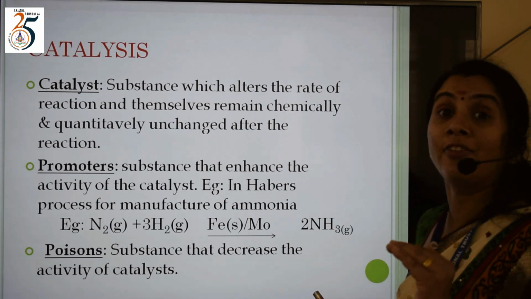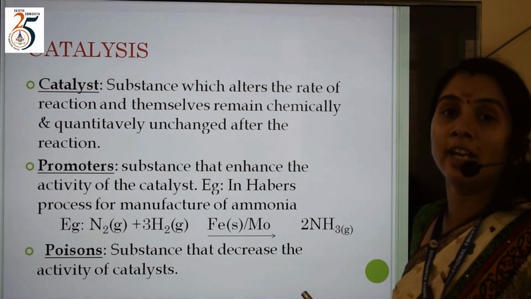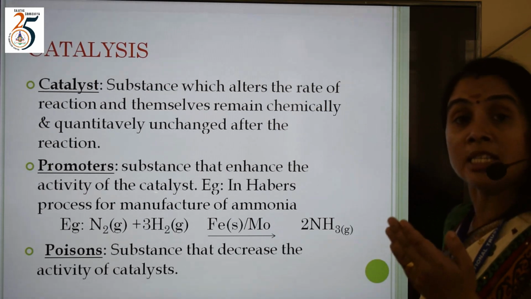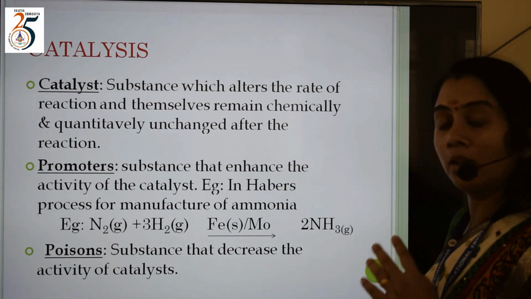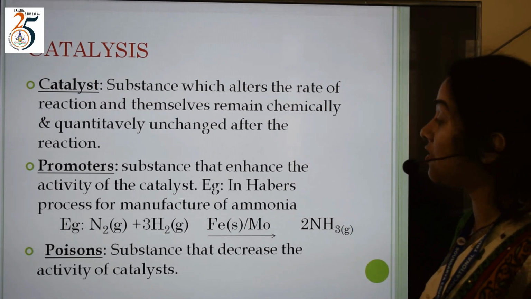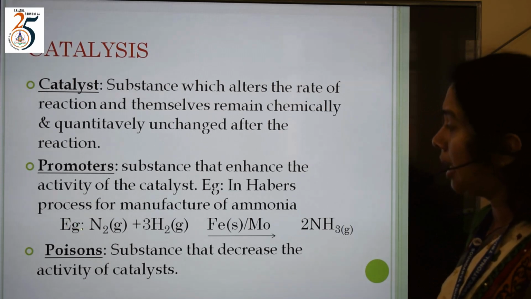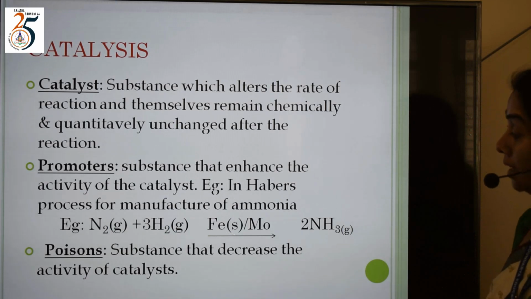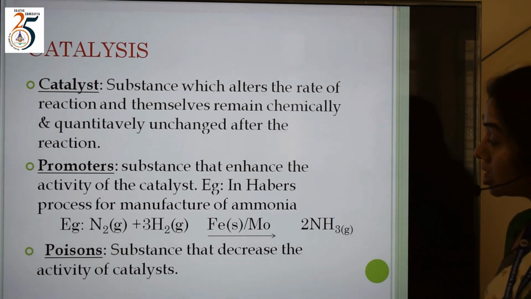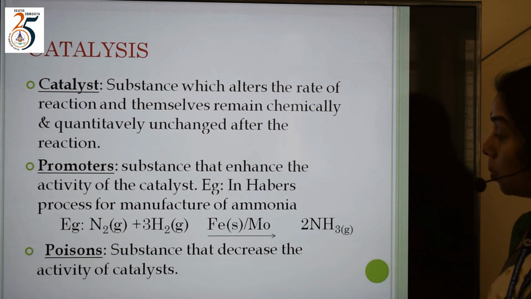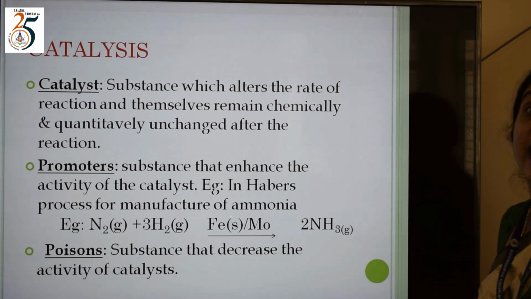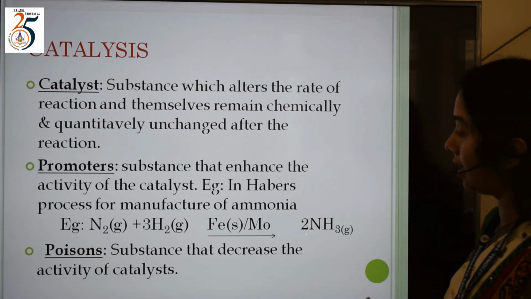They just provide a platform for the reactants to react and increase the rate of reaction. Another substance is known as promoters. These are substances added during the catalysis process to enhance the activity of the catalyst. For example, in Haber's process of manufacturing ammonia, the equation is nitrogen plus hydrogen in presence of iron and molybdenum. Here iron, a solid, acts as a catalyst, whereas molybdenum acts as a promoter. The promoter helps the catalyst increase its activity to give ammonia gas.